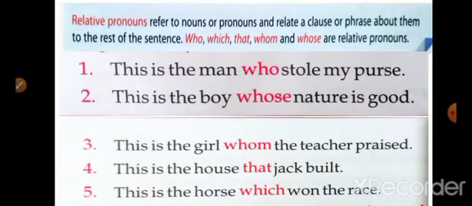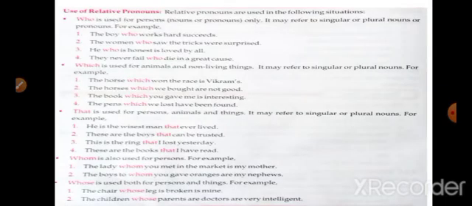In these sentences, the words who, whose, whom, that, which join two sentences and are also used for the nouns man, boy, girl, house, horse, respectively, which are used before them in the sentences. They are therefore relative pronouns. Uses of relative pronouns. Relative pronouns are used in the following situations. Who is used for persons, nouns or pronouns only. It may refer to singular or plural nouns or pronouns.